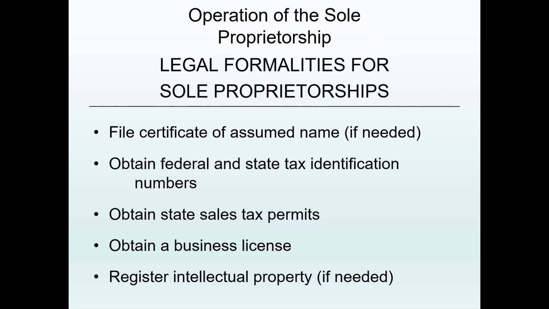Common sole proprietorship formalities include filing a certificate of assumed name, if there is a name other than the sole proprietor's name being used, obtaining a tax ID number, sales tax permits if needed, licenses to conduct their business, and also areas of intellectual property such as registering intellectual property come into play.